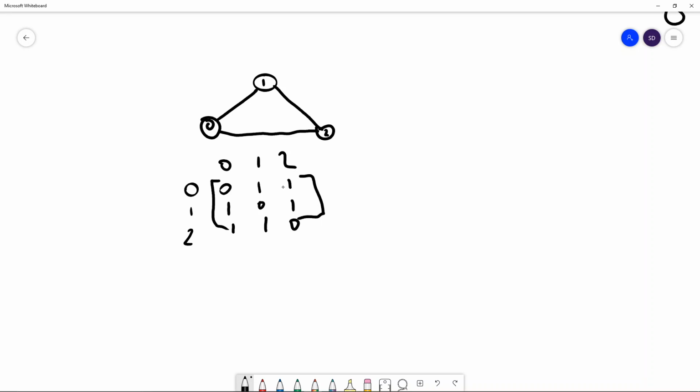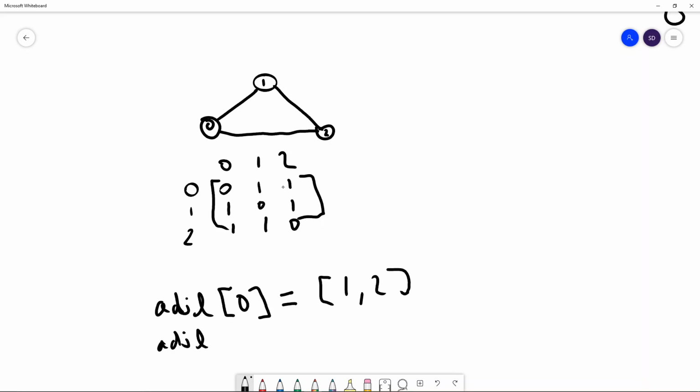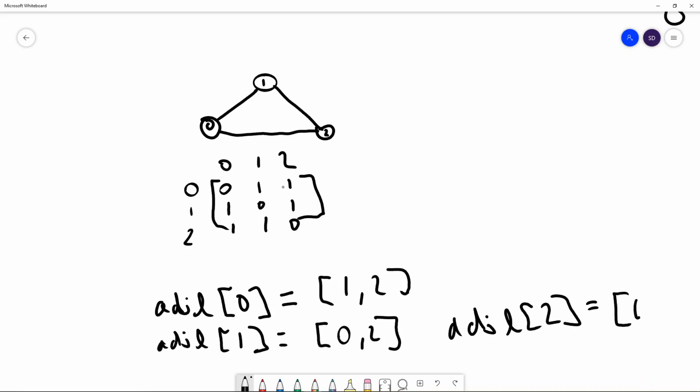The second way you can represent graphs with code is by using adjacency lists. An adjacency list is a list of lists where a list at index i contains the vertices that are adjacent to vertex i. So let's take a look at what an adjacency list really looks like. The adjacency list at index 0 would be equal to a list of 1, 2. Adjacency list at index 1 would be equal to 0, 2. And adjacency list at index 2 would be equal to 0, 1.